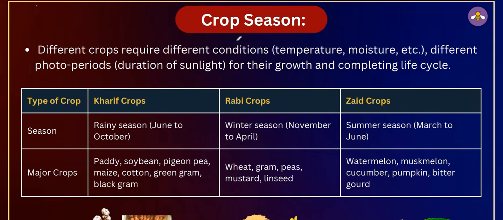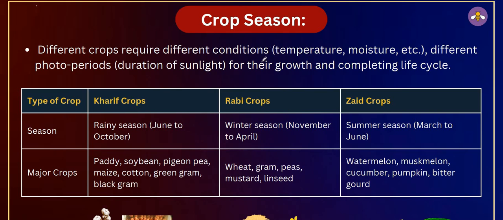And zaid crops are the crops which don't need much water and can handle very high temperature. So they are called zaid crops, which are grown in the summer season. So different crops require different conditions, temperature, moisture, etc. for growth. Different photoperiods, meaning the duration of sunlight, are needed for their growth and for completing their life cycle. So that was all about it.